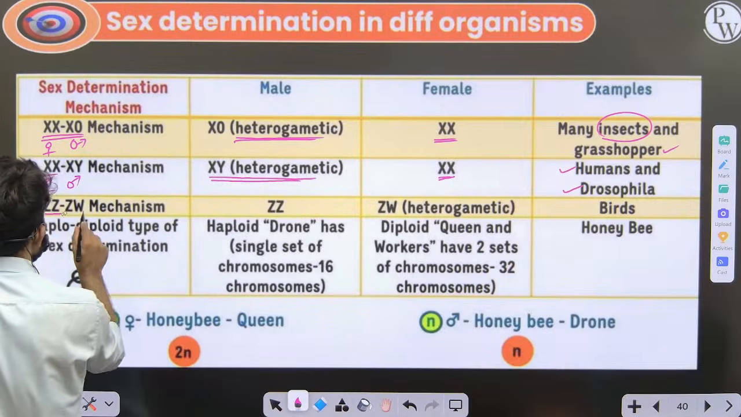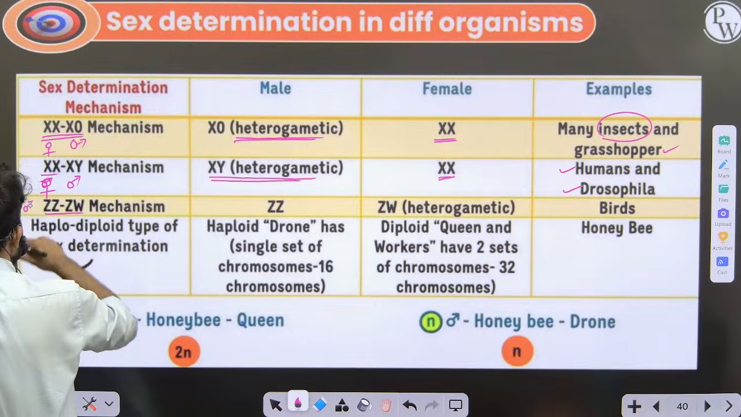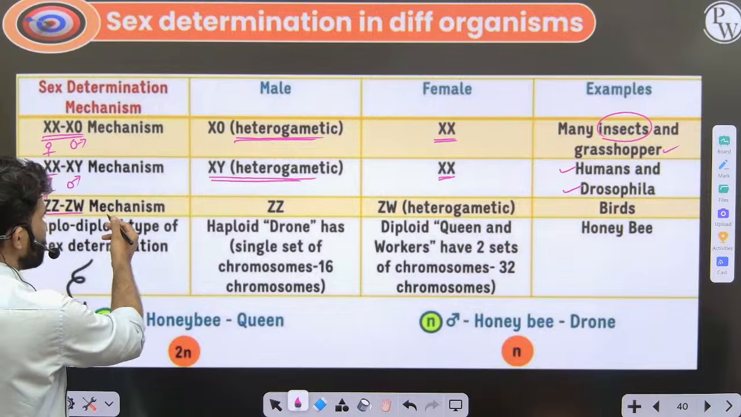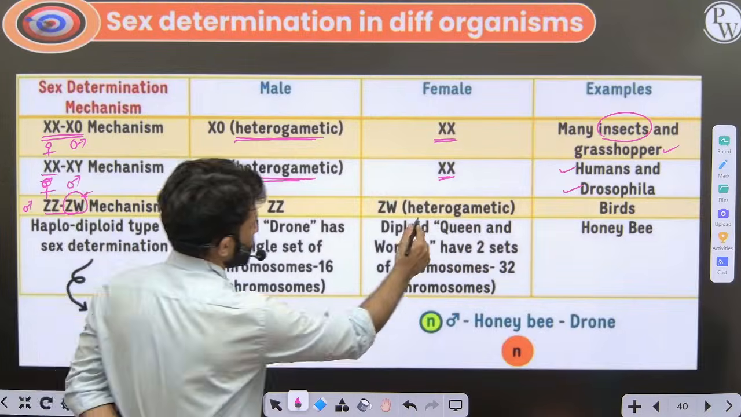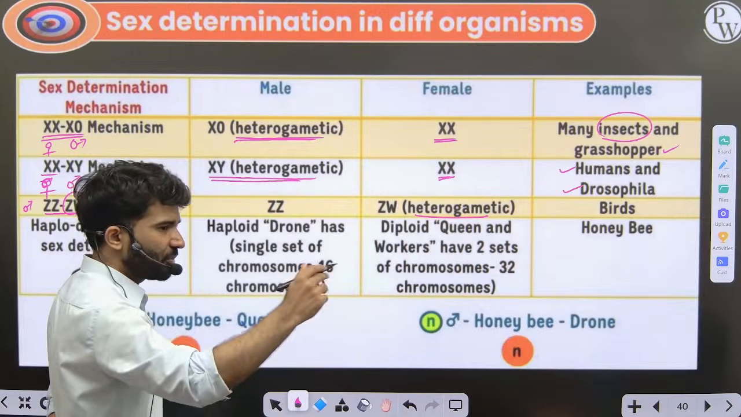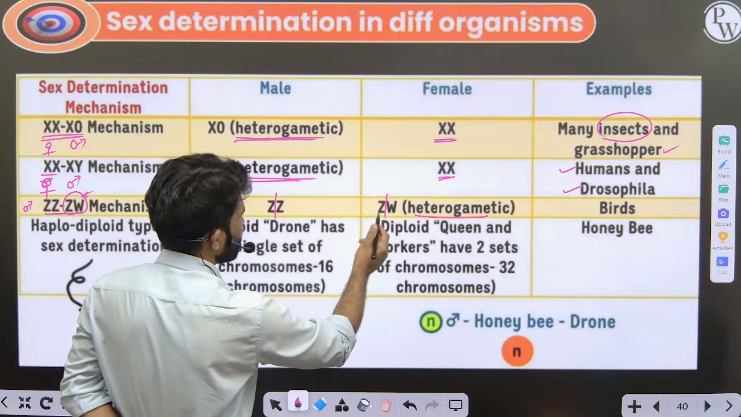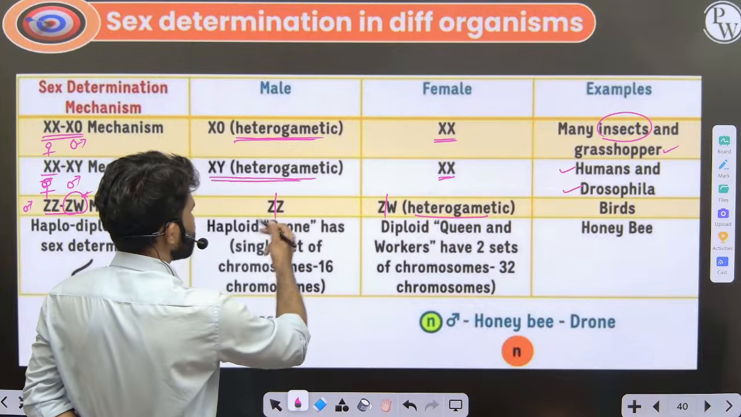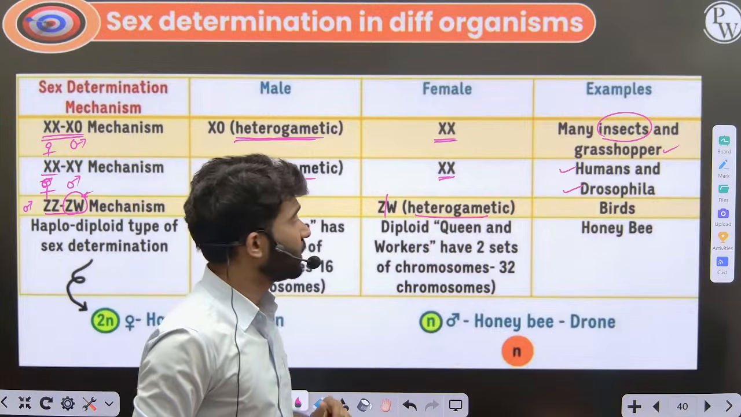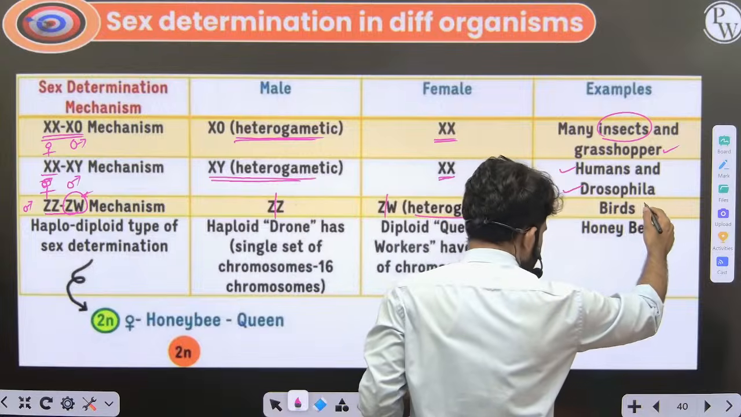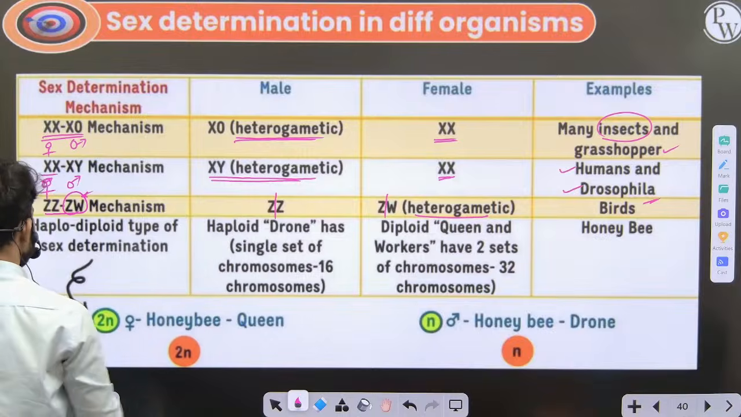Another one is the ZW mechanism, ZZ. Here in case of birds, sex is determined by the female individual, which is heterogametic, producing two different types of gametes. When these combine with one another, whenever it gets ZZ, it becomes a male. Whenever it gets ZW, it becomes a female. So that is observed in case of birds.